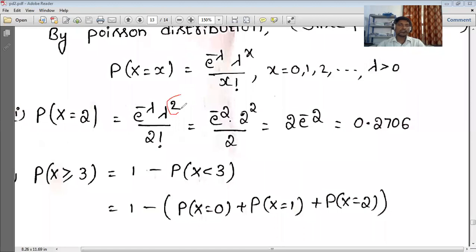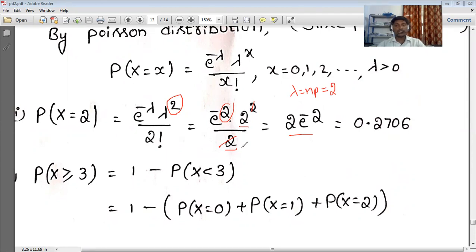So lambda squared by 2 factorial and e power minus lambda. Lambda we already calculated: lambda is equal to n into p, and we got it as 2. So that lambda value is substituted here: e power minus 2, 2 squared by 2. Here 2 and 2 cancel, and the remaining is 2 into e power minus 2, which is 0.2706. See how easily we got it by applying the Poisson distribution.